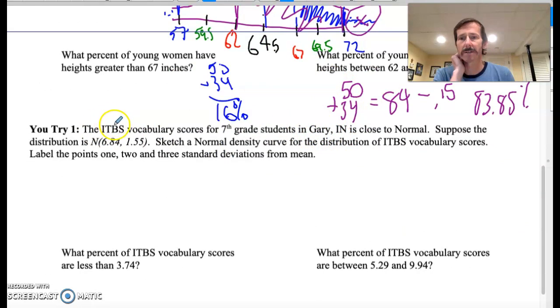All right, you are going to do something similar with these test scores. This is the Iowa Test of Basic Skills. That's what that stands for. You're going to sketch it, and then you're going to answer these two questions, and I will pause for you.